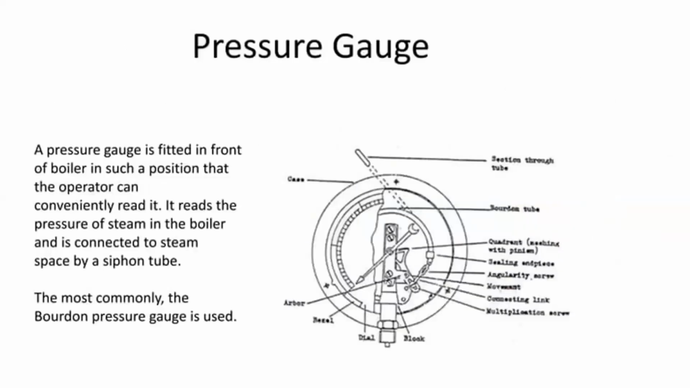And the second one is the pressure gauge. This is the Bourdon tube pressure gauge. This is the normally used pressure gauge. It is fitted in front of the boiler in such a position that the operator can conveniently read the reading. So what is the critical pressure? What is the allowed pressure? What is the minimum pressure? Right? So this is the pressure gauge.